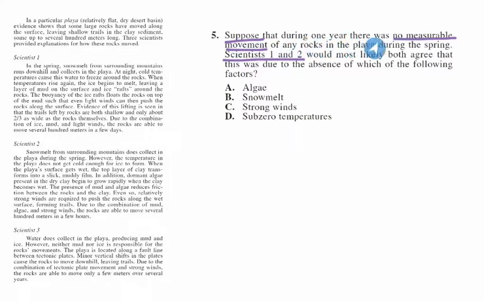Suppose that during 1 year there was no measurable movement of any of the rocks. Scientists 1 and 2 would agree that was due to the lack of what, or the absence of what. So both scientists agree that snow melt is needed. Only scientist 2 says algae is needed, and only scientist 2 says strong winds are needed. Sub-zero temperatures are needed for scientist 1, so the only thing they agree upon is snow melt, so your answer has to be B.